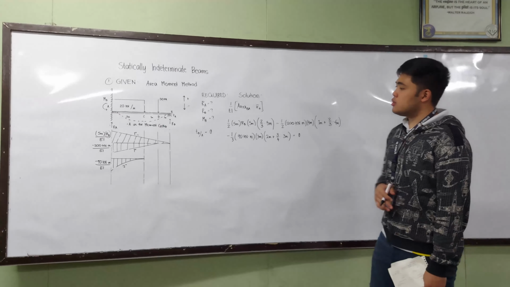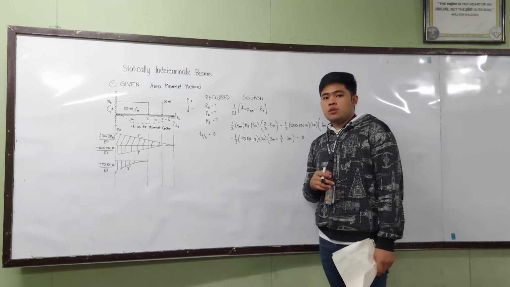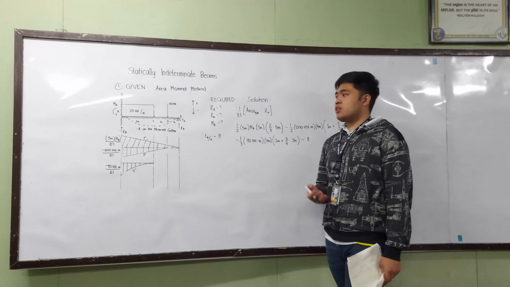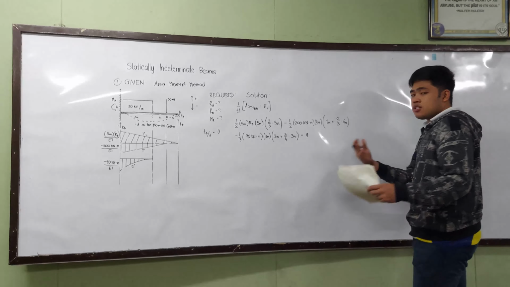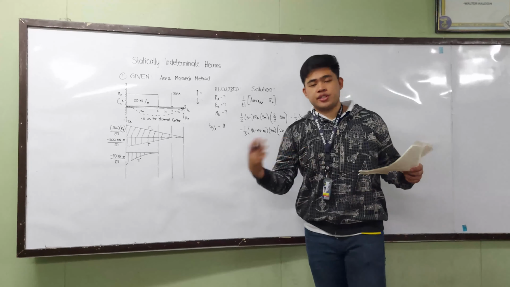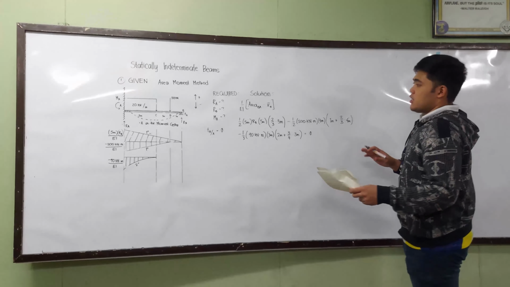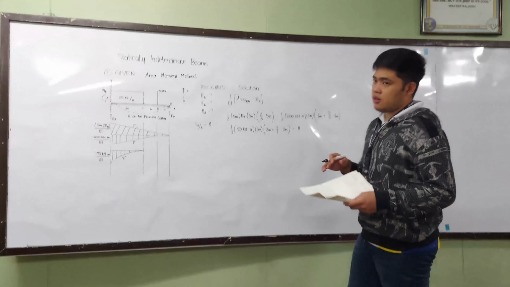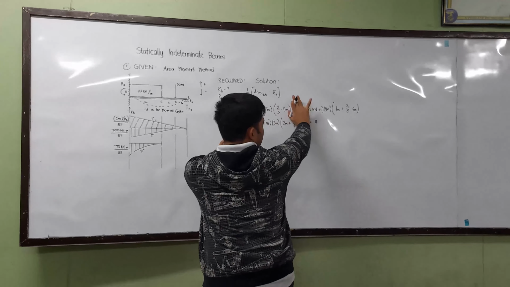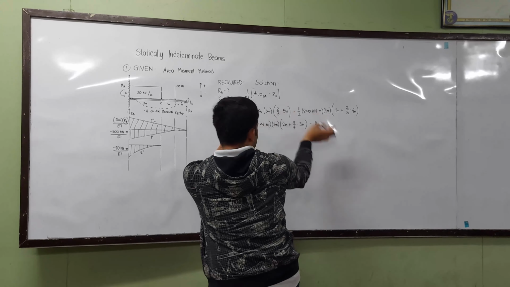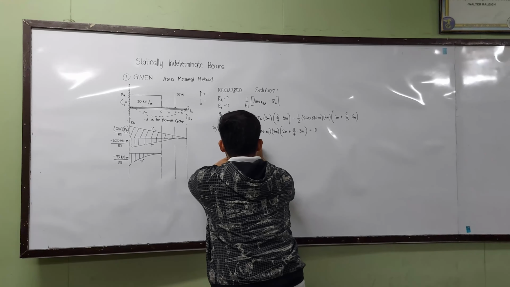Find the RB, the reaction B. Need lang natin i-isolate ito from the rest para makuha natin ang RB. So it's just transposing of values to the other side para ma-isolate ang RB. By transposing it, ilipat na natin ito, sama to sa kabila. So, it will be written as this.